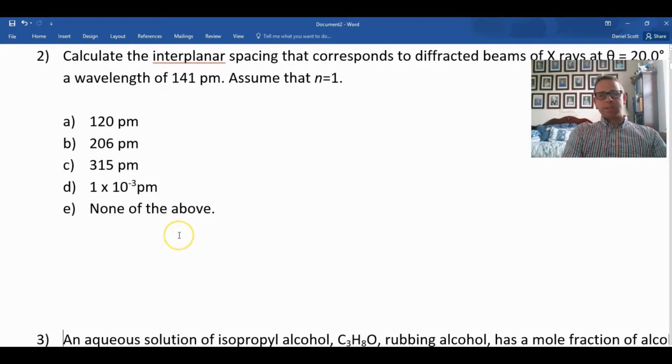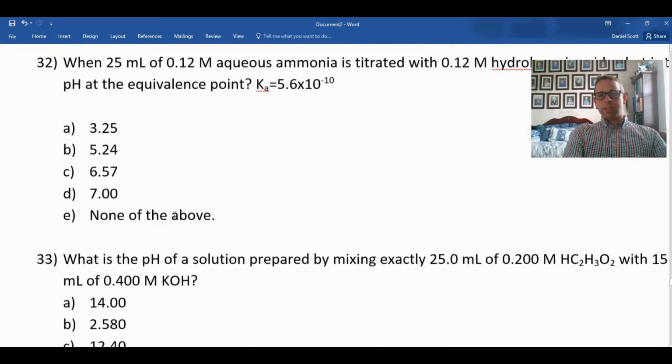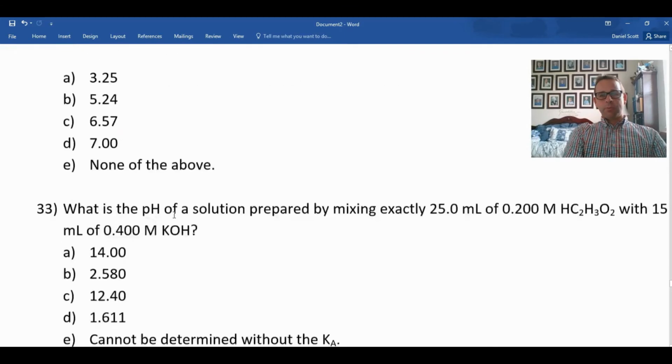Calculate the interplanar spacing that corresponds to diffraction beams of X-rays at 20 degrees and a wavelength of 141 picometers. That's the wavelength, and we're assuming that n equals 1. All right, now you would probably have to look up the formula for this one. Go ahead and look up the formula and see what you can do. Okay, so the formulas for me are at the bottom of the page here. So I'll look up the formula.